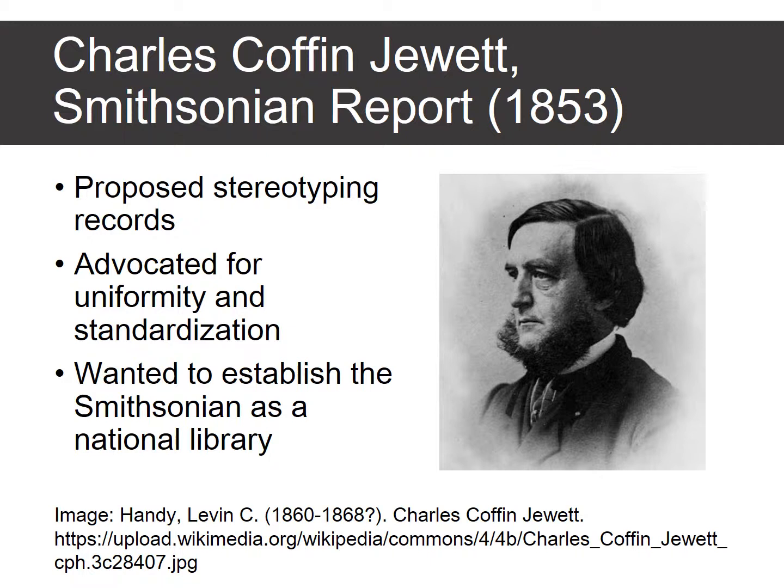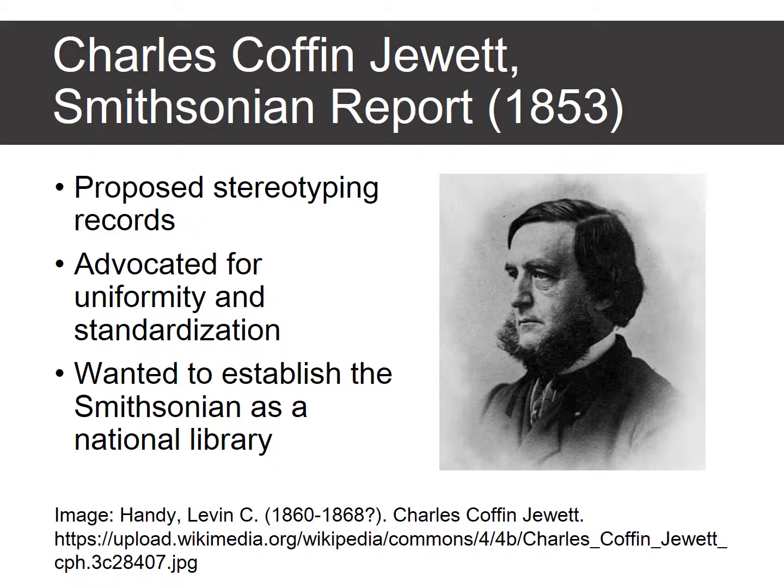Charles Coffin Jewett, librarian at the Smithsonian, was another instrumental figure in the development of library cataloging. Like Panizzi, he found himself having to explain to a non-library audience why cataloging rules and standards were important. In his 1853 report for the Smithsonian, he advocated for a stereotyping process that would allow records to be efficiently duplicated using movable plates. What he envisioned was a precursor to copy cataloging, from which we have now derived many services, such as cooperative cataloging and interlibrary loan.